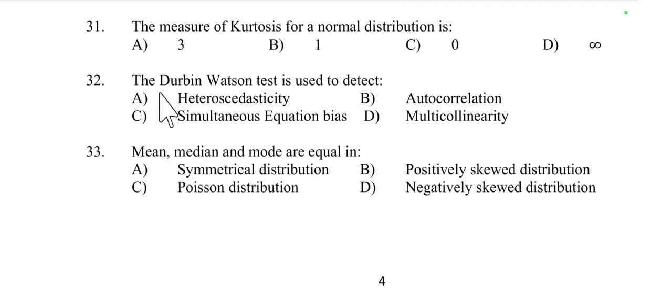Then question number 32. The Durbin-Watson test is used to detect: heteroscedasticity, autocorrelation, simultaneous equation bias, multicollinearity. The Durbin-Watson test is used to detect autocorrelation. So according to the question, option B is right.